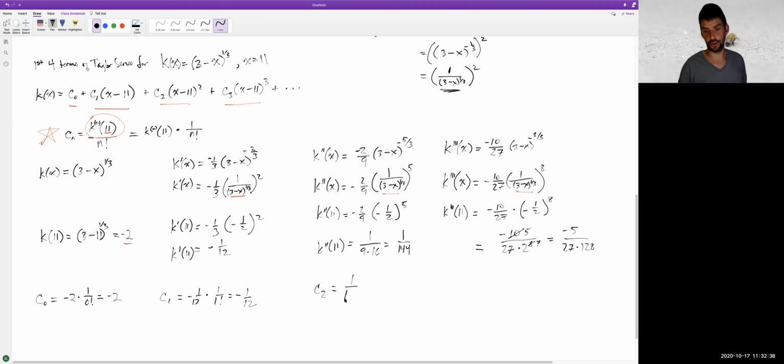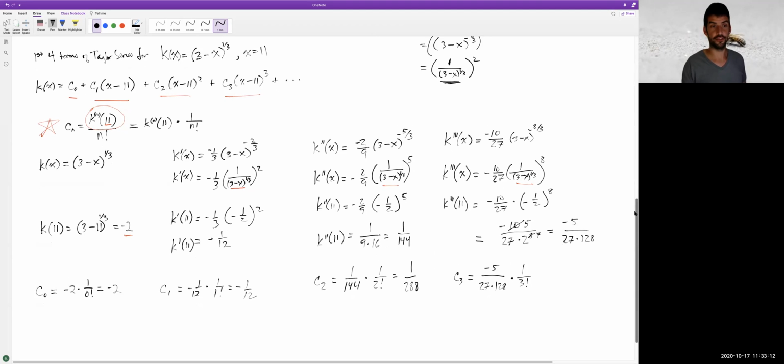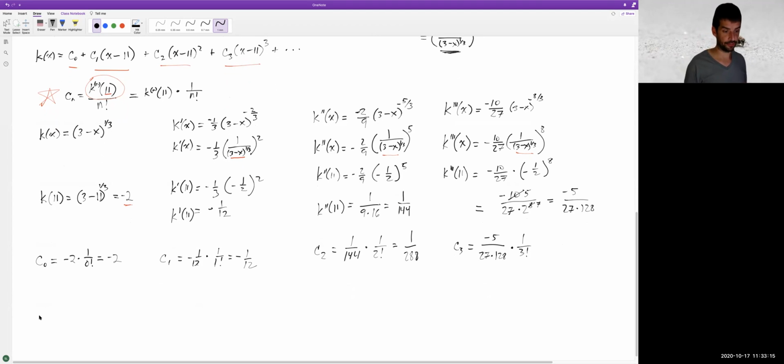C2 is 1 over 144 times 1 over 2 factorial. 1 over 2 factorial is just 1/2, so this is just 1 over 288. And then C3 is this whole thing, -5 over 27 times 128 times 1 over 3 factorial. So that's a 6. We're going to jump to a calculator in a minute. These are our coefficients. Okay, these are them.